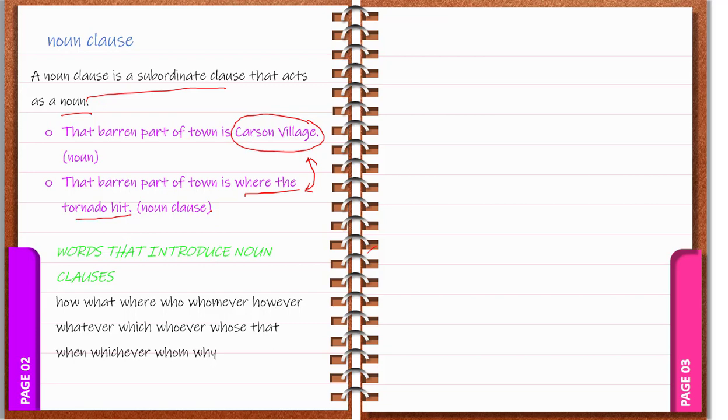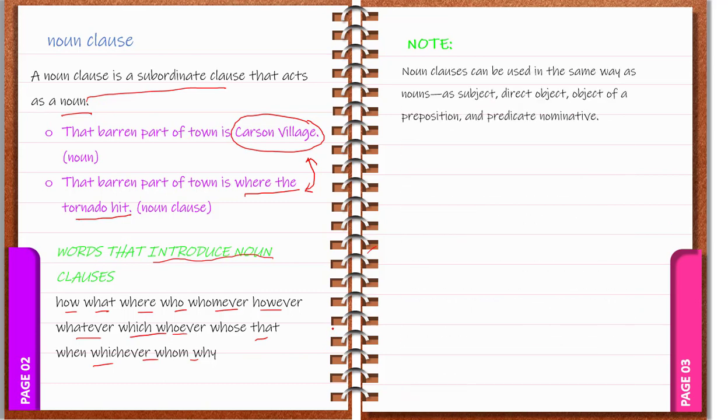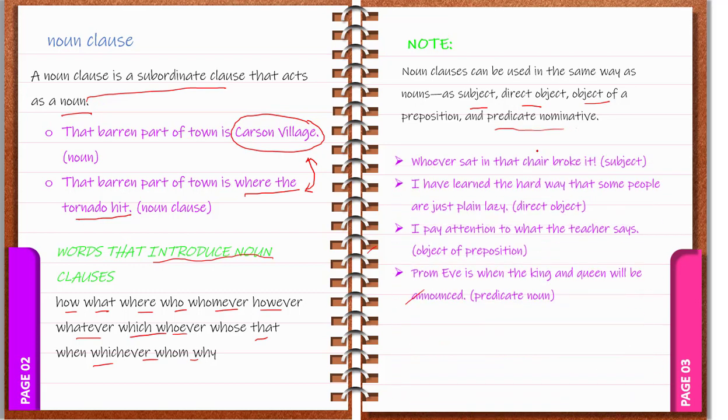Here we have a guide. The following words are used to introduce the noun clause. Take a moment and master these words in this list. They will help you to easily identify a noun clause whenever it appears in a sentence. Now, on the side we have this note here that a noun clause can be used in the same way that we use subjects, direct objects, objects of preposition, and predicate nominatives. So in your mind, you should be able to follow that a noun clause is used in all the places where nouns normally would be used in a sentence.